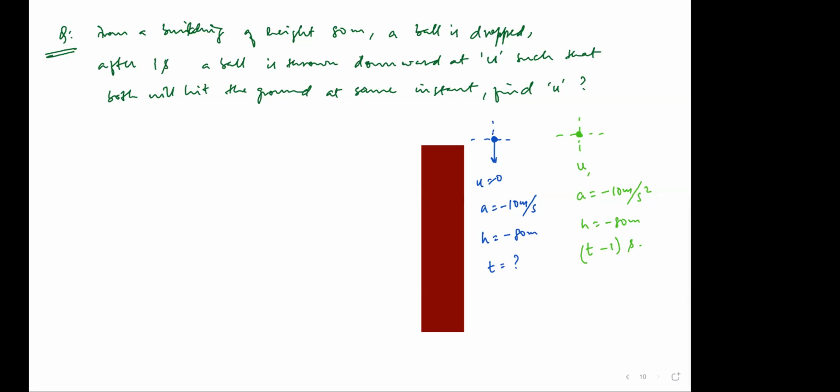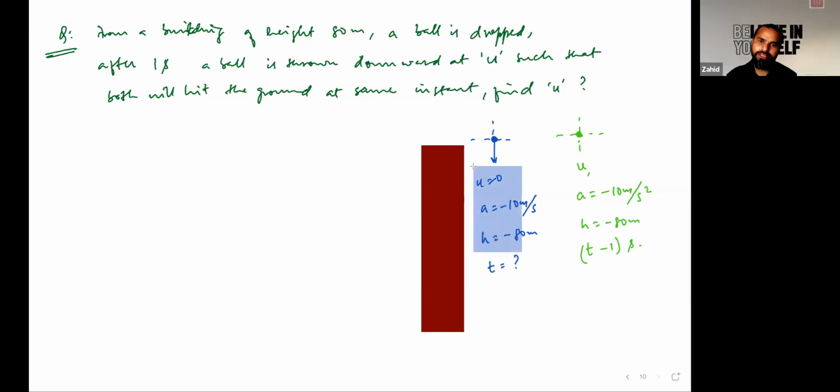So just try to solve for the first part first, and try to obtain t. Just put this particular value of t in this particular second equation, and from there try to find u. Use second equation of motion, as we have height and time relation.